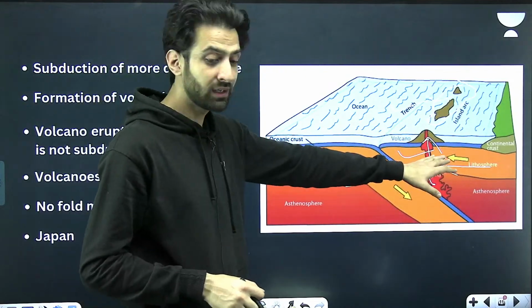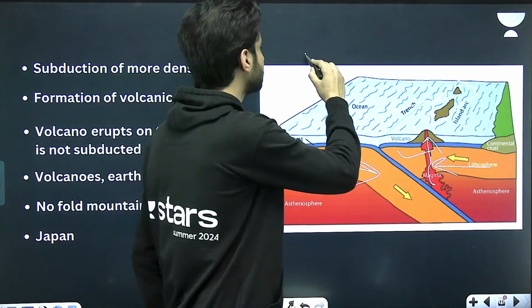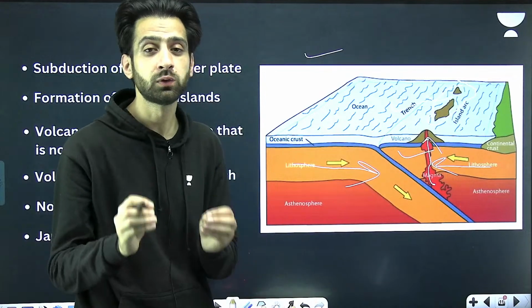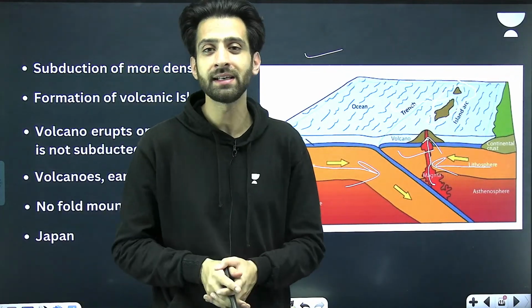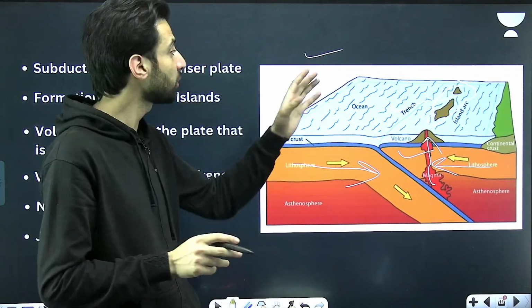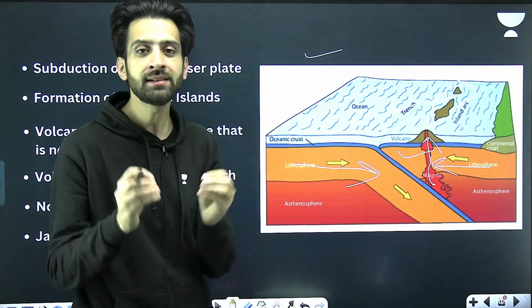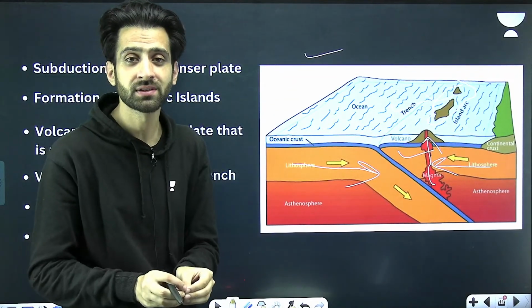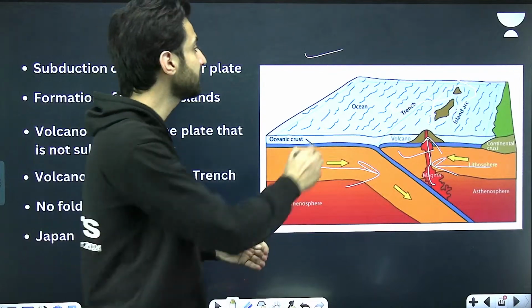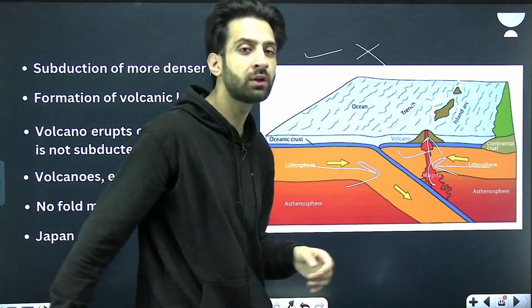So this is very important here. If you look at this, you will find there are no fold mountains. So when you appear in the examination, it's a very good question. There's a good possibility that you might be asked, is there a possibility of fold mountains? Is there? No. In this case, the fold mountains cannot be there.